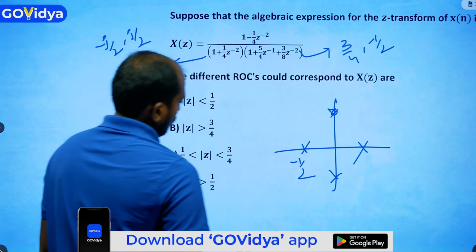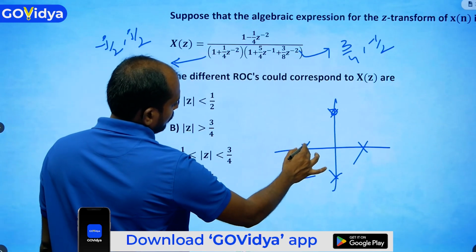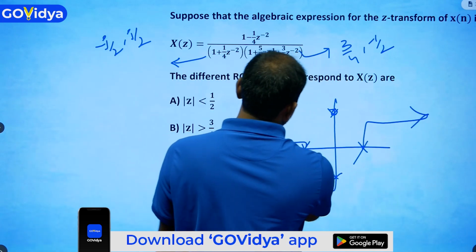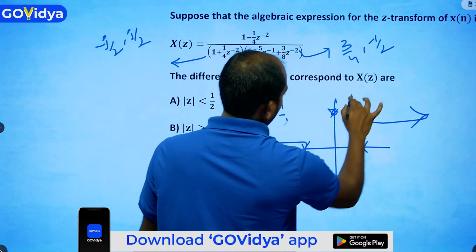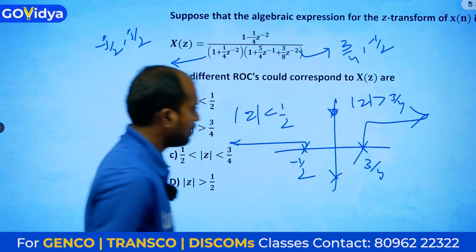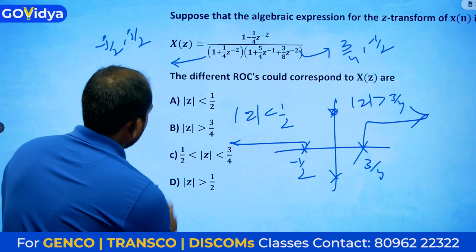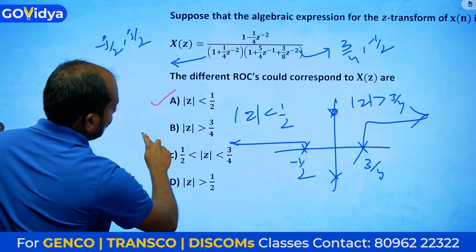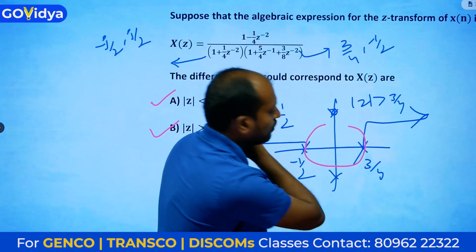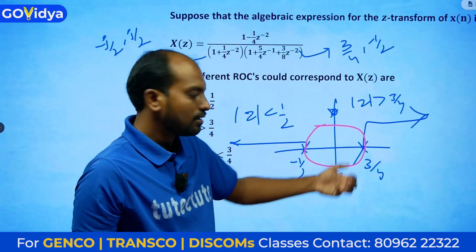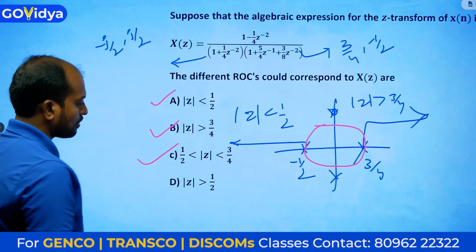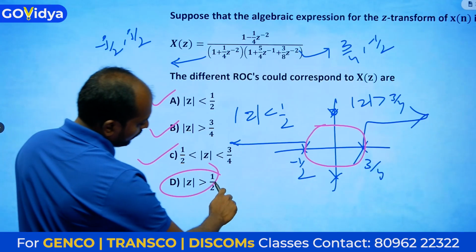Don't consider it. If a signal can be like this or can be like this, it's nothing but mod z less than 1 by 2 or mod z greater than 3 by 4. These two ROCs can be possible. Mod z less than 1 by 2 is possible. Mod z greater than 3 by 4 is possible. There is also a possible ROC here, from 1 by 2 to 3 by 4.